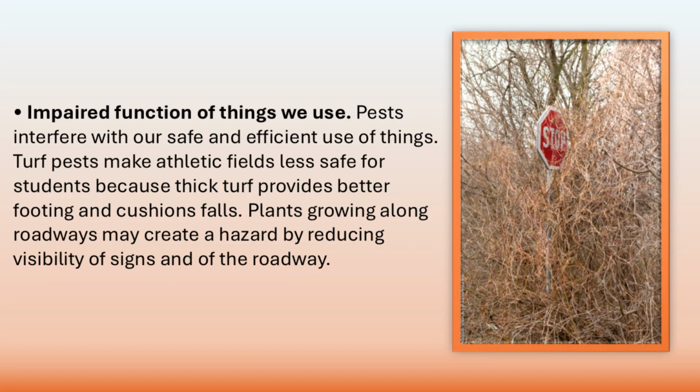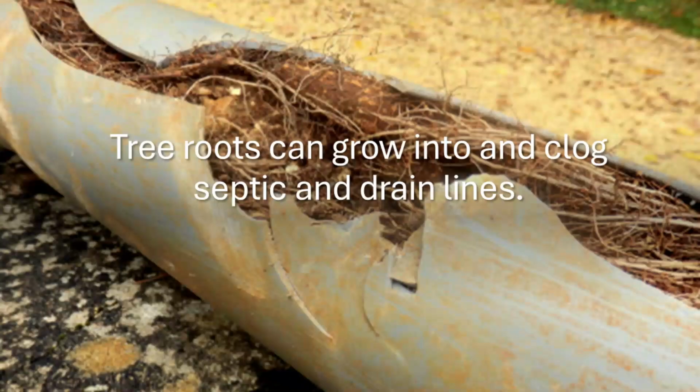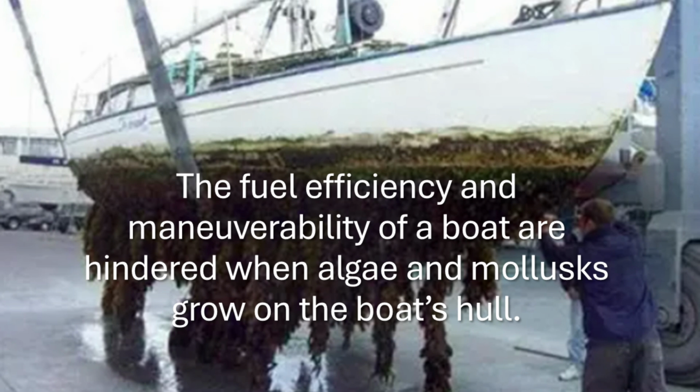Impaired functions of things we use. Pests interfere with our safe and efficient use of things. Turf pests make athletic fields less safe for students because thick turf provides better footing and cushioned falls. Plants growing along roadways may create a hazard by reducing visibility of signs and the roadway. Tree roots can grow into and clog septic and drain lines. The fuel efficiency and maneuverability of a boat are hindered when algae and mollusks grow on the boat's hull.